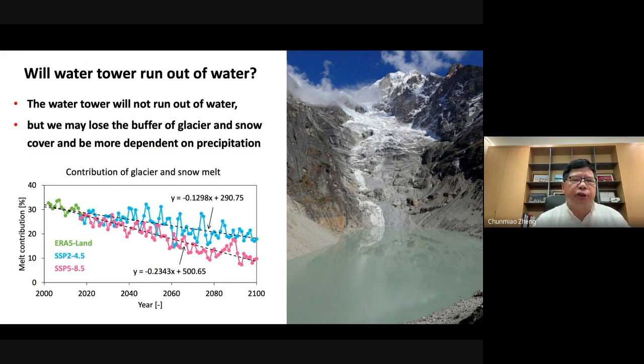So this diagram shows you the contribution of glacier and snow melt will eventually decrease based on the different climate scenarios, from 2000 to 2100. So it keeps decreasing.